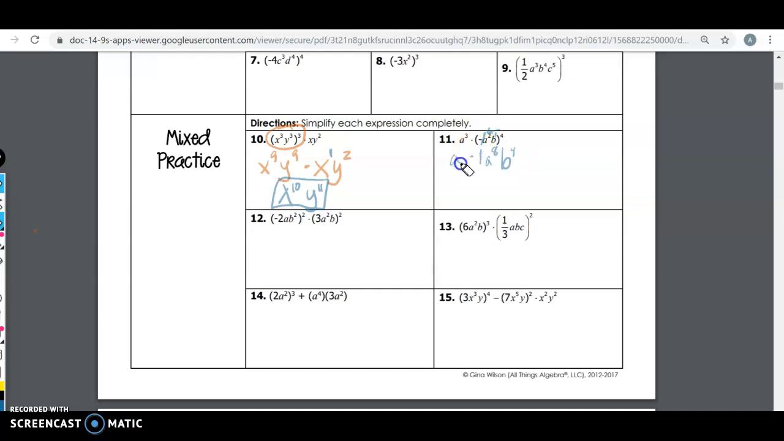Now to multiply that by a cubed, which is product rule. We're going to add our exponents. A cubed plus a to the 8th is a to the 11th. And then since there's no b term over here, we're just going to leave it as b to the 4th.